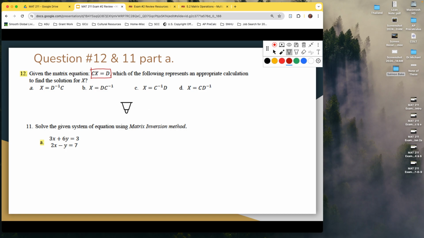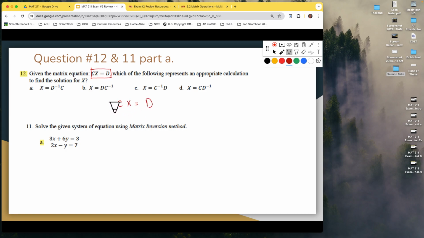And so there's a matrix C times the variable matrix, and we'll see what those look like specifically when we get into 11, is going to be equal to some answer matrix D, which in this case would be a 2 by 1, a 3 and 7. So we'll see how that looks.